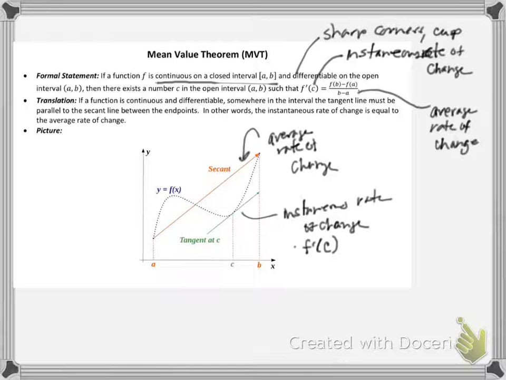Okay, in the open interval a to b, such that the instantaneous rate of change, or tangent at c, is equal to the average rate of change, or the slope of the secant line. All means the same thing. And this is a picture of it. Okay. All right. Let's move to Rolle's theorem.